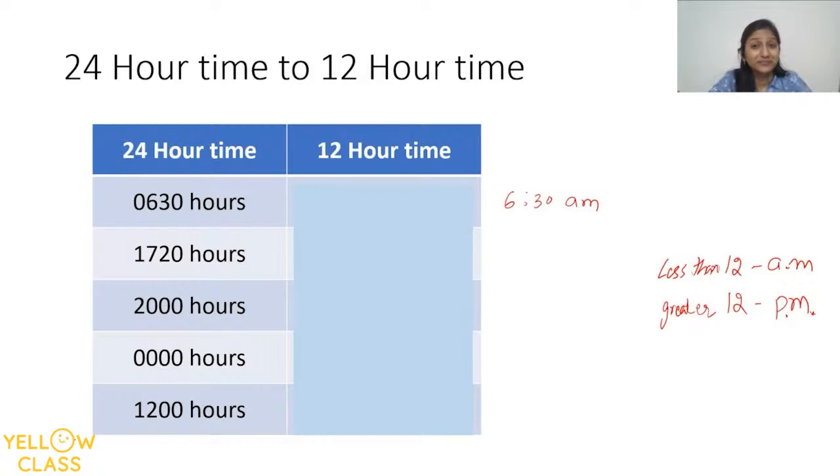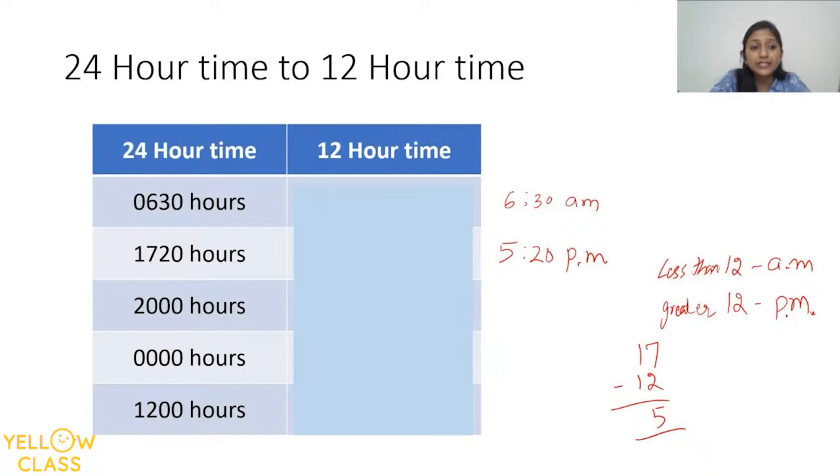17:20 hours. Yes, 17 is bigger than 12. So what are we going to do? The first two digits represent hours. So I'm going to subtract 12 from 17. It will become 5. So it is 5:20 p.m. It is very important to write p.m. If you do not write p.m., then your answer is incorrect.